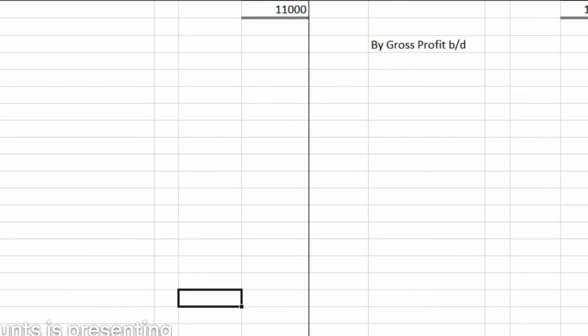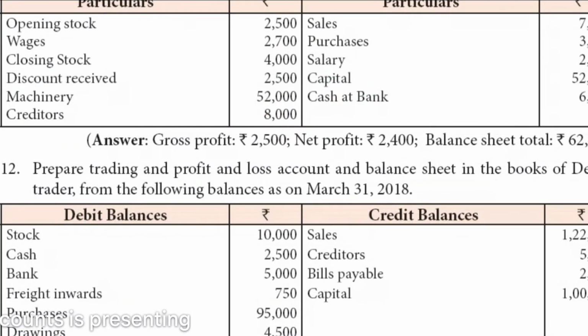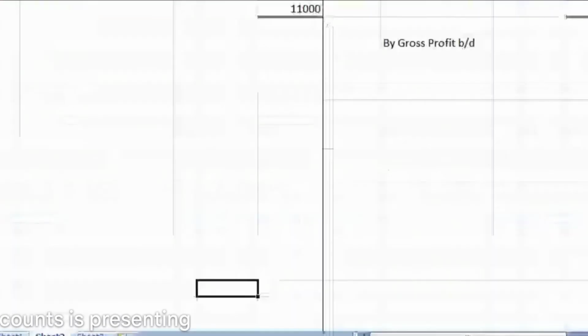Okay, so we have to go into the sum, see the items one by one, and then record them. So if you go into the sum, opening stock we finished, wages finished, closing stock finished. Now you've got discount received. As I told you, received is a keyword, a clue for you. So received means it's an income. So in a normal account, credit all incomes and gains. So this goes to the credit side.